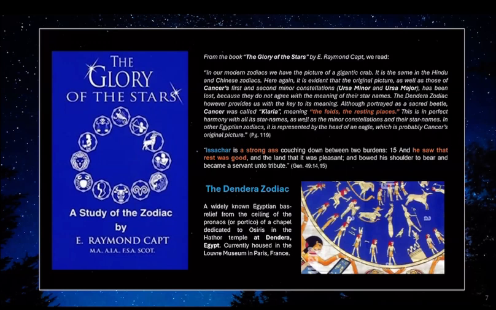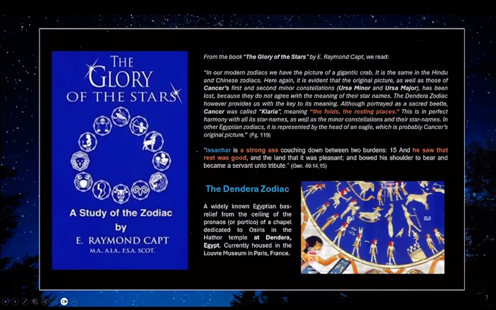So I'm not the only one that is suggesting here that Cancer was originally representative partly of an eagle. And here it is right here, the Dendera zodiac.